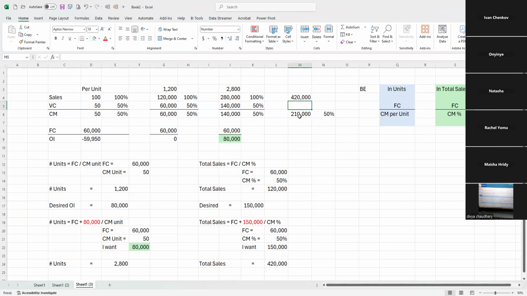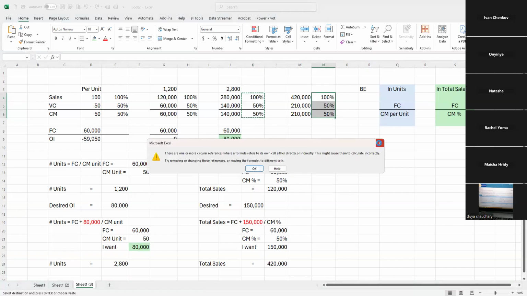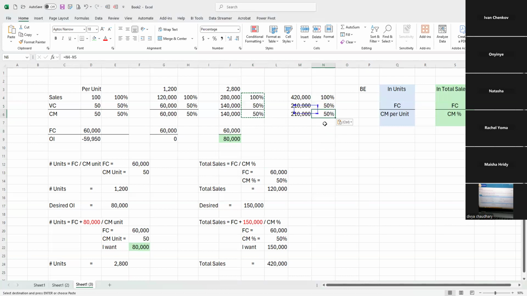If it's 210, that means the variable costs are also 210. So where's the ratios? 150. Same ratio, right? Oops, there's too much circulation here going on. Let's go back. So that will be 100%. That means this one will be this one minus that one, 50%.